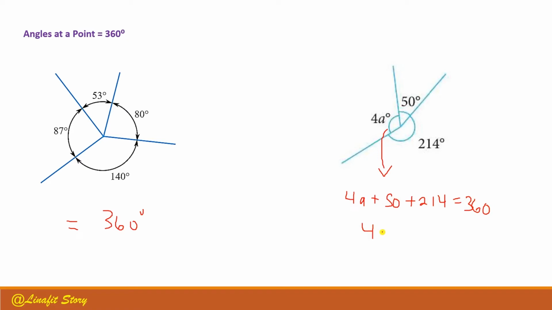So 4A is equal to 360 minus 50 minus 214. 4A is equal to 96. 4A means 4 times A is equal to 96. Then how to get A? 96 divided by 4 is equal to 24 degrees.